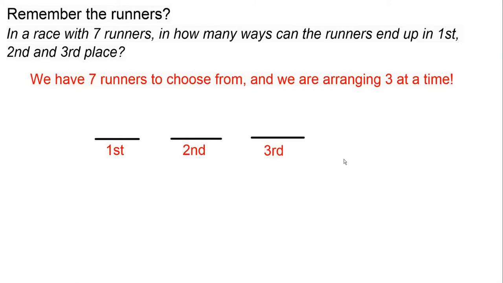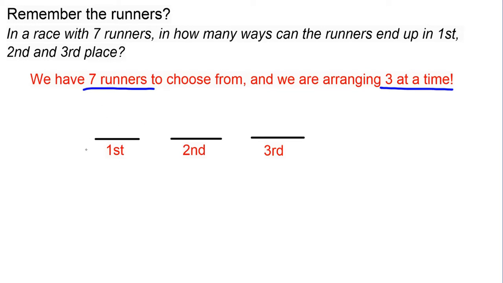So remember the runners in a race with 7 runners. How many ways can the runners end up in first, second, and third place? So now let's extend this again. This is going to be a lot, but thanks to the fundamental counting principle, we're going to be able to figure this out. So if I have 7 runners to choose from, and we're going to arrange them 3 at a time, first, second, and third place. So I have 7 runners choosing 3 at a time.